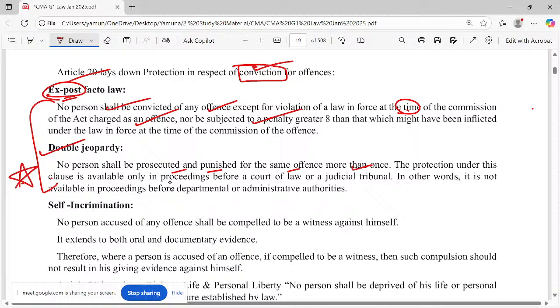The protection under this is available only in proceedings before a court of law. In other words, it is not available in proceedings before departmental or administrative authorities. You are not paying tax as per CBDT, direct tax, and as per GST authority.